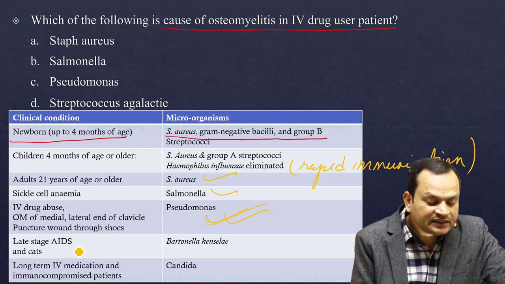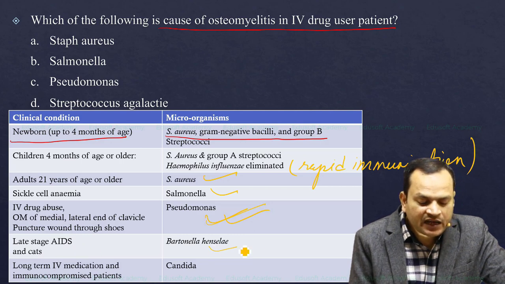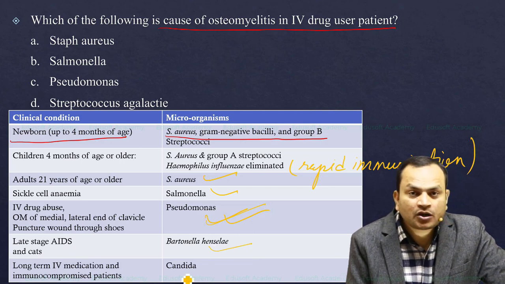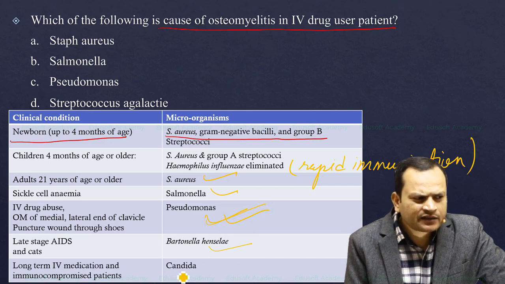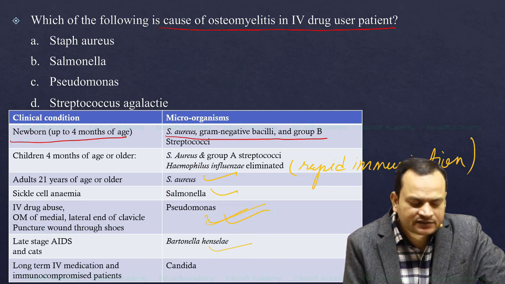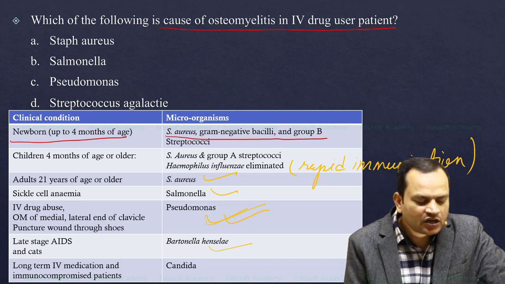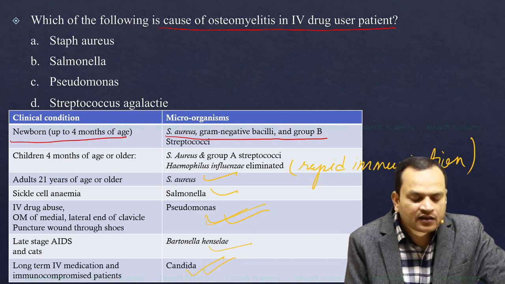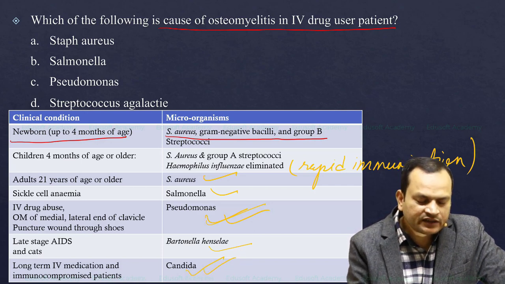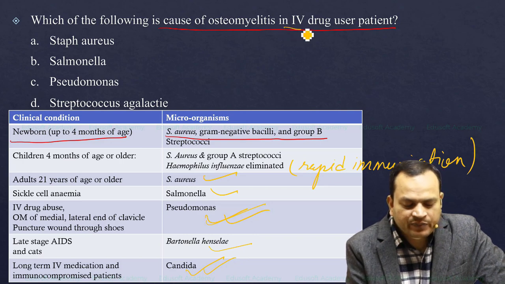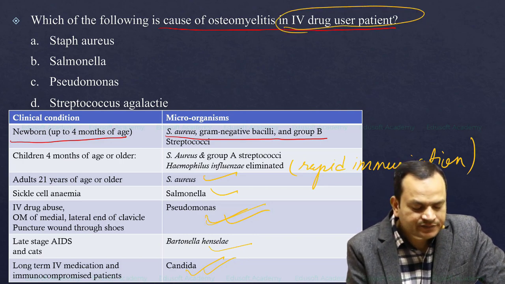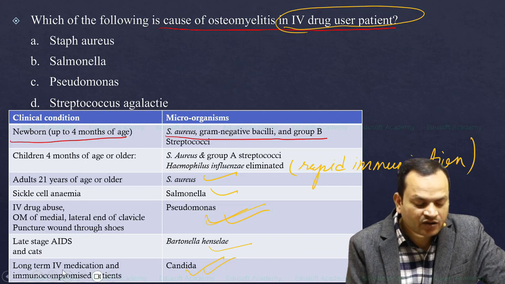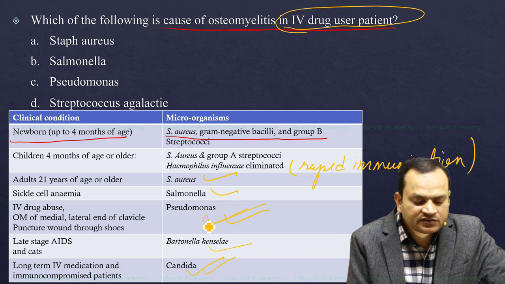So, coming to other options too. Late stage AIDS, it is Bartonella, and in case of long term IV medications, there can be some hospital conditions, illness in which a patient requires long-term IV medications, or in case of immunocompromised patients, it is Candida. So, in this question, since the patient is an IV drug user, is not on IV medications or is not immunocompromised, Candida is not the answer, Pseudomonas is the answer.